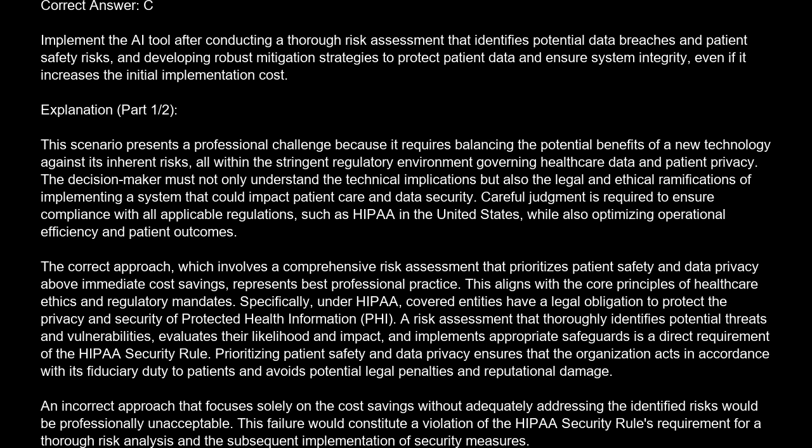5. A risk assessment that thoroughly identifies potential threats and vulnerabilities, evaluates their likelihood and impact, and implements appropriate safeguards is a direct requirement of the HIPAA security rule. Prioritizing patient safety and data privacy ensures that the organization acts in accordance with its fiduciary duty to patients and avoids potential legal penalties and reputational damage.